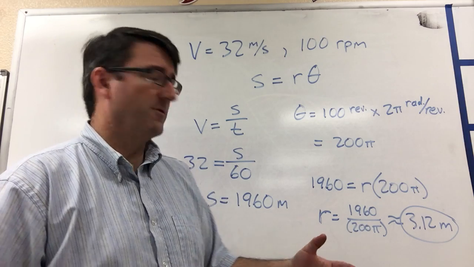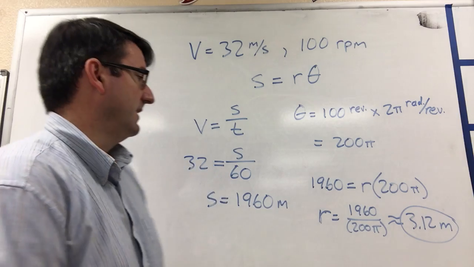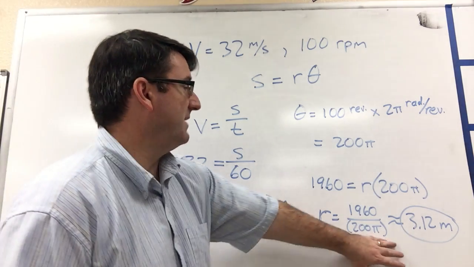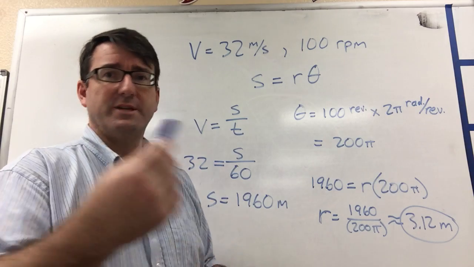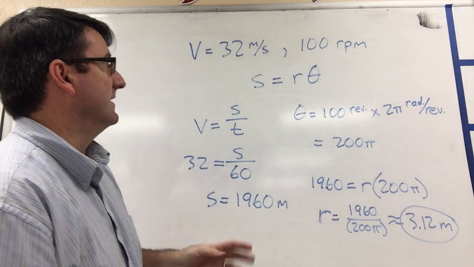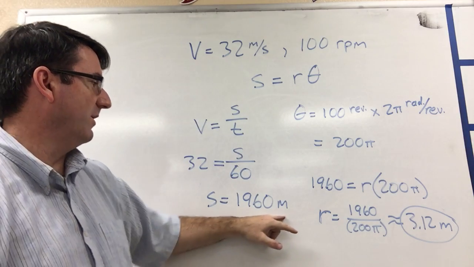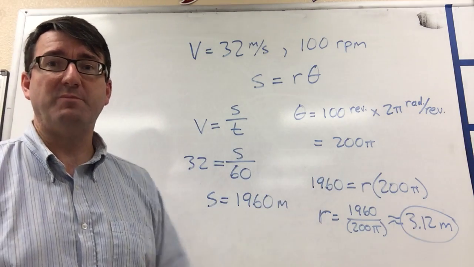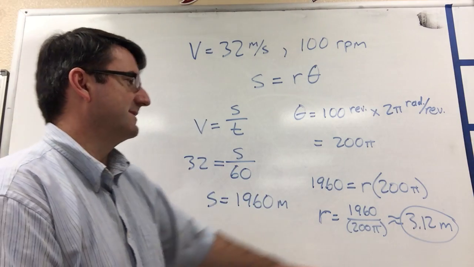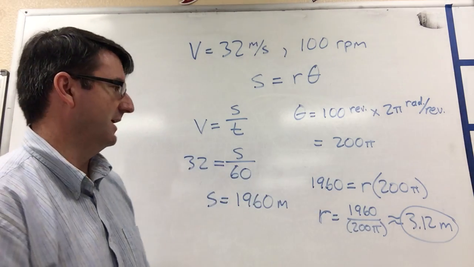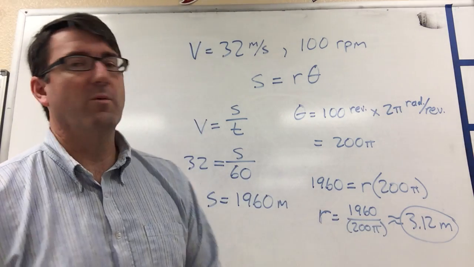That's going to be our radius, 3.12 meters, which is big. That's over 10 feet, which means the diameter of our wheel is over 20 feet. But that should make sense because 100 revolutions really isn't that fast. It's just a revolution and a half every second, whereas the speed we're traveling at is highway speed while only going 100 revolutions per minute. This is going to have to be a big wheel to accomplish that. But the radius would be 3.12 meters.